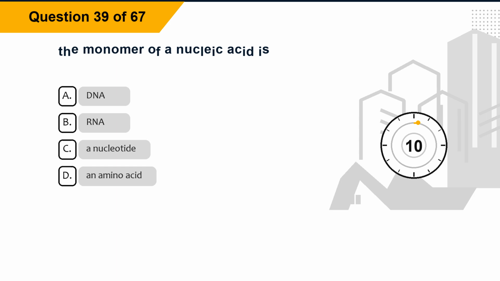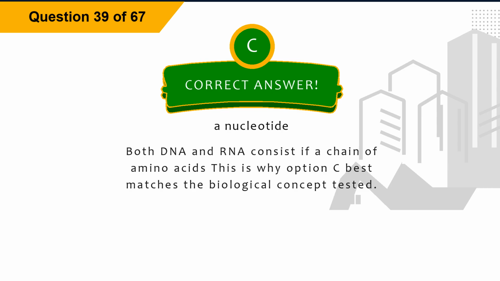Question 39. The monomer of a nucleic acid is: Option A, DNA. Option B, RNA. Option C, a nucleotide. Option D, an amino acid. The correct answer is option C, a nucleotide. Explanation: both DNA and RNA consist of a chain of amino acids. This is why option C best matches the biological concept tested.